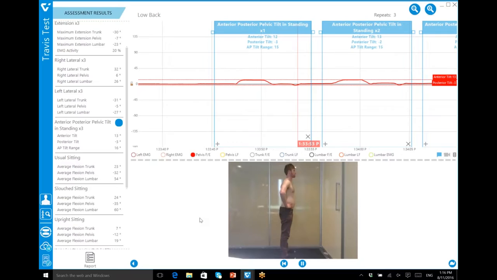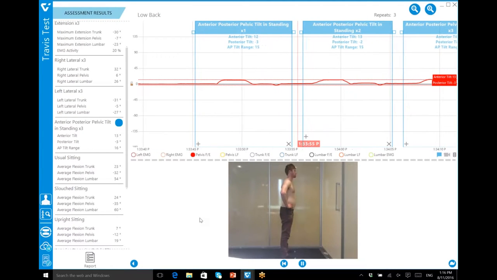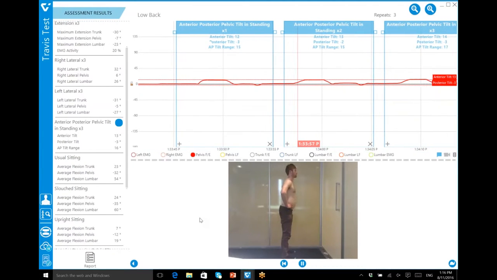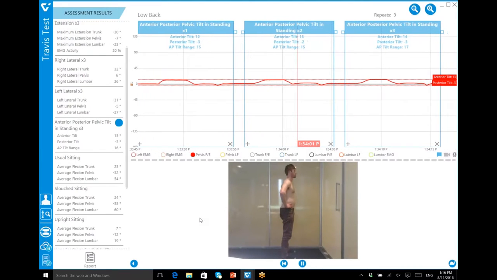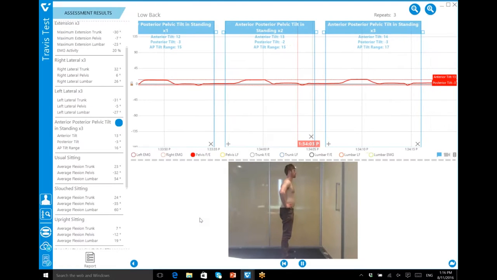With our example, Travis, that you can see on your screen, we can see now he's moving into an anterior tilt relatively easily. He struggles to move into a posterior tilt, but we did try to get him to achieve that movement before returning to normal.